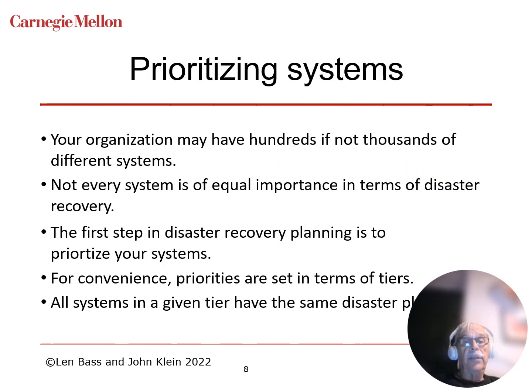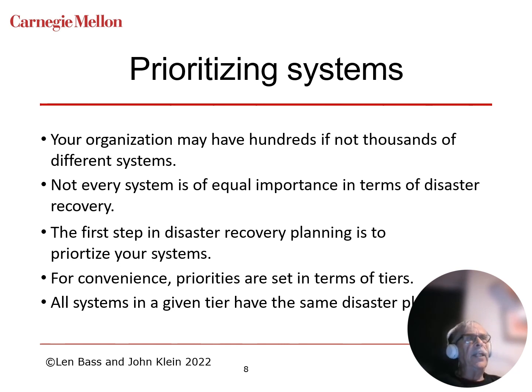And not all systems are the same. So what you have to do is prioritize the systems. So your organization may have hundreds or thousands of systems. They're not all equivalent. One may send out birthday greetings, just for an example. That's not a high priority, unless it's your birthday. That's not a high priority system. And so the first step in your planning is to prioritize your systems.